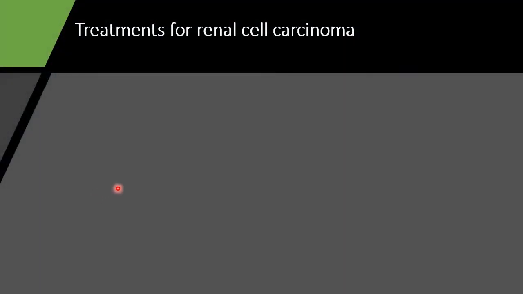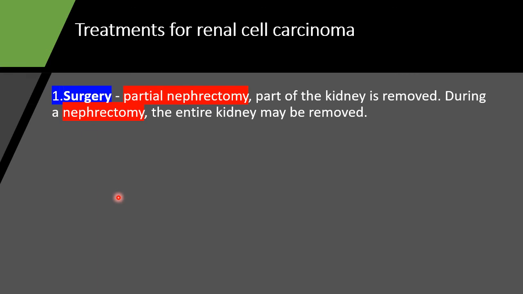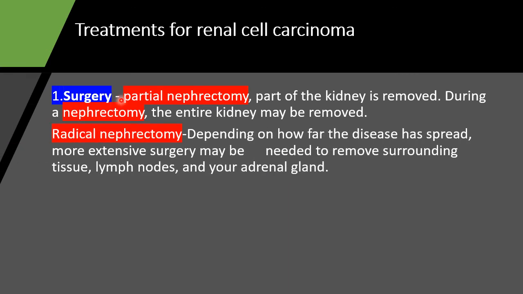Okay. Treatment for renal cell carcinoma. The main line of treatment is surgery, which consists of 3 types: partial nephrectomy, simple nephrectomy, and radical nephrectomy. In partial nephrectomy, part of the kidney is removed. During a simple or total nephrectomy, the entire kidney is removed. In radical nephrectomy, depending on how far the disease has spread, more extensive surgery may be done to remove surrounding tissues, the lymph nodes, and the adrenal glands.